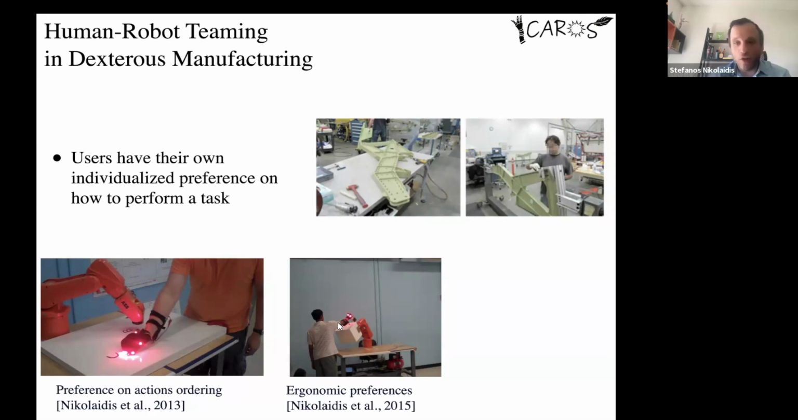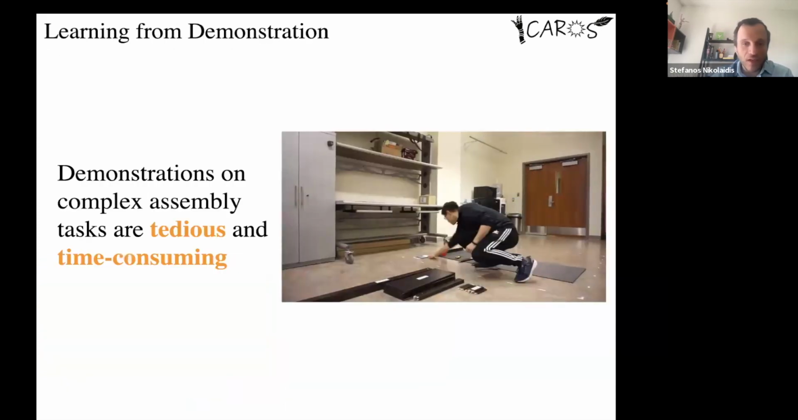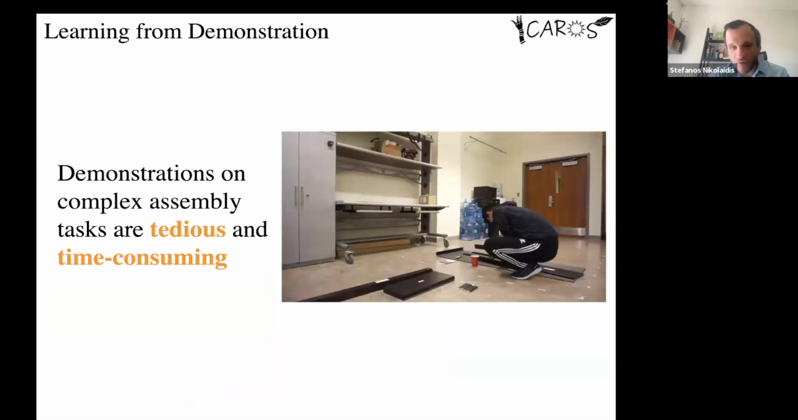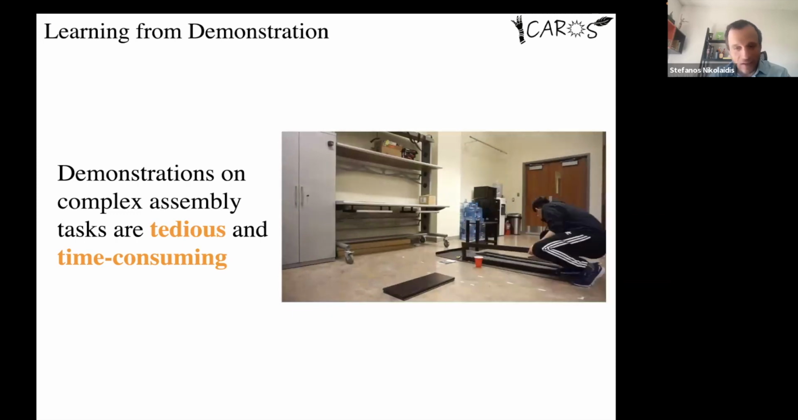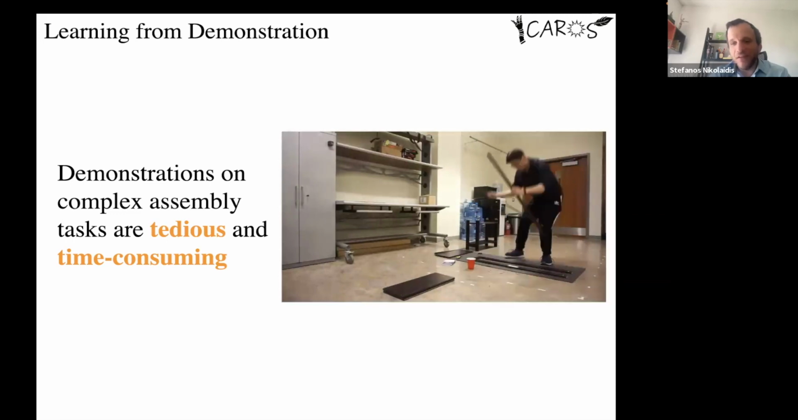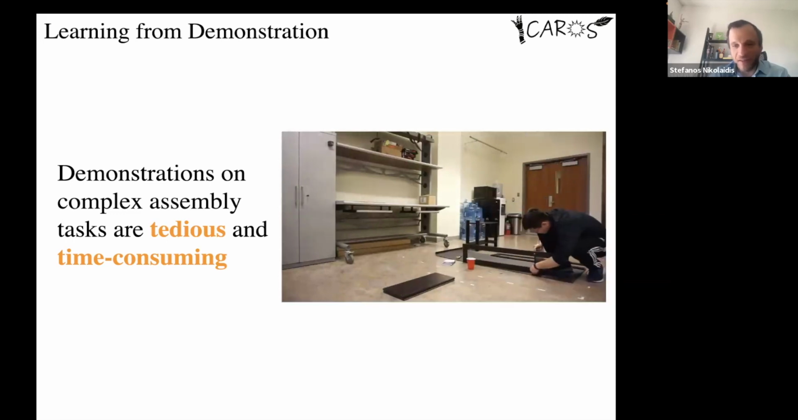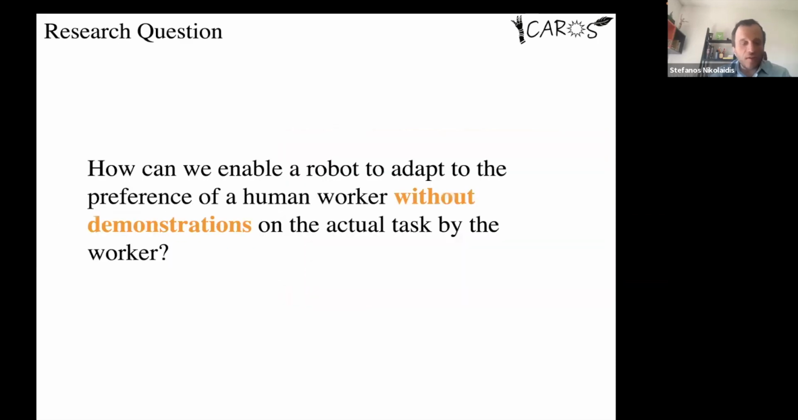For robots to be efficient collaborators, they need to be able to adapt to the preference of the human worker. Now, one way to learn from preferences is through demonstrations. For example, if we want a robot to help people assemble an IKEA bookcase, we could have people assemble a bookcase multiple times, and then the robot can learn how they prefer to assemble a bookcase. But this is very tedious and time-consuming. So the question that we ask is, can we enable a robot to adapt to the preference of a human worker without demonstrations on the actual task by that worker?